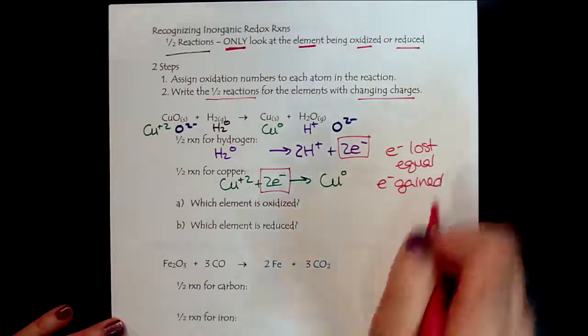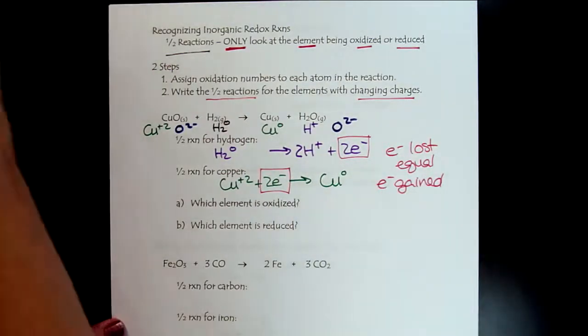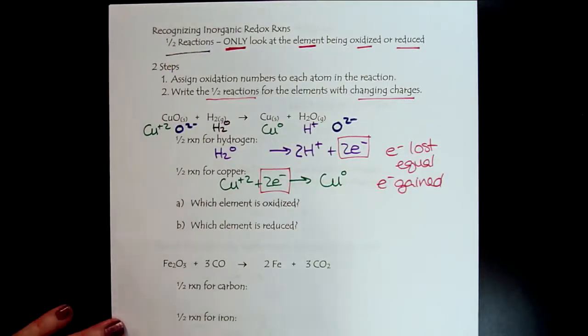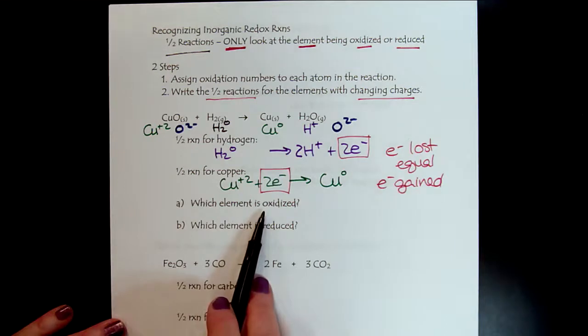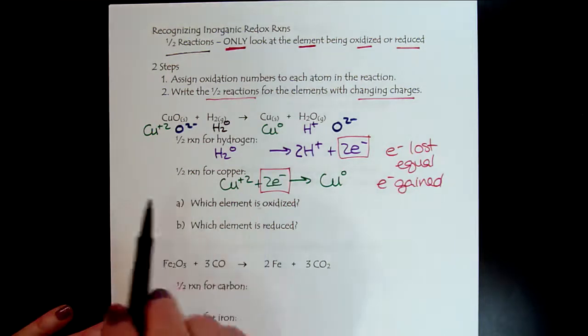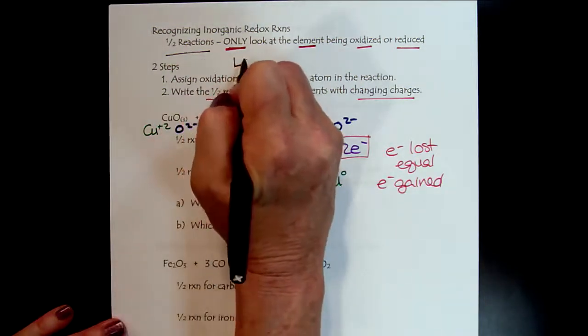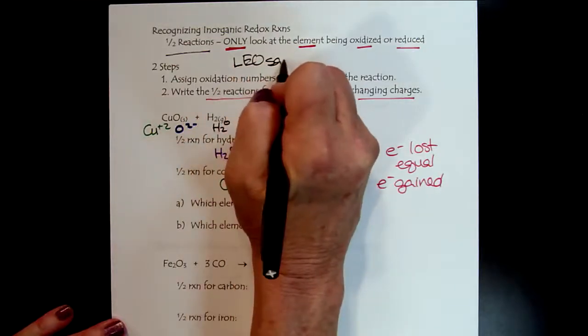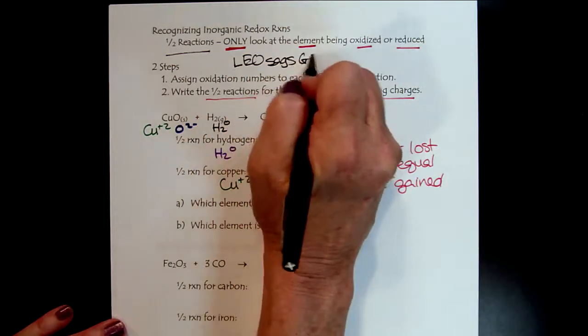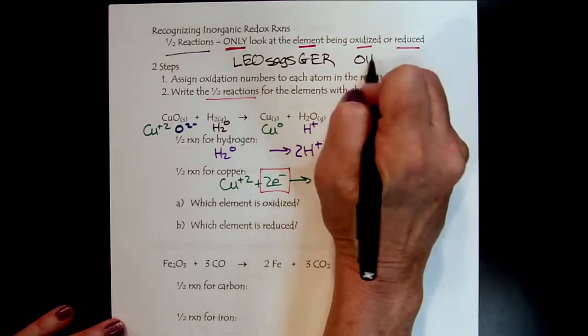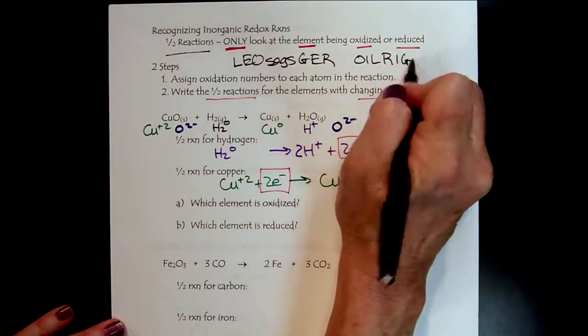So we can't have one process without the other. There's got to be a handoff somewhere. Okay, so which element was oxidized? So there's our LEO says GER. Maybe we should have reviewed that, right? So LEO says GER, or OIL RIG, if you like that one better.